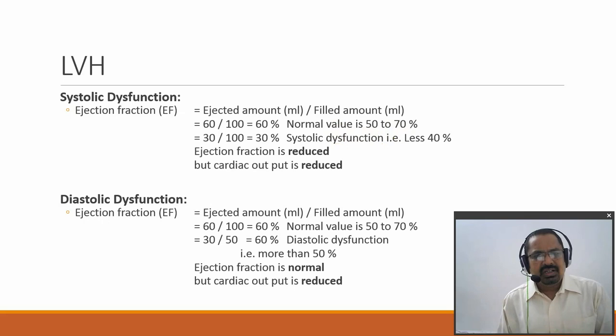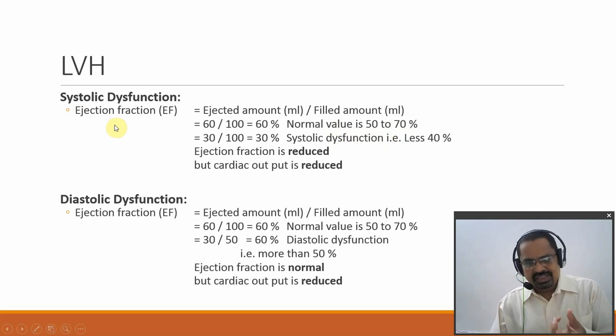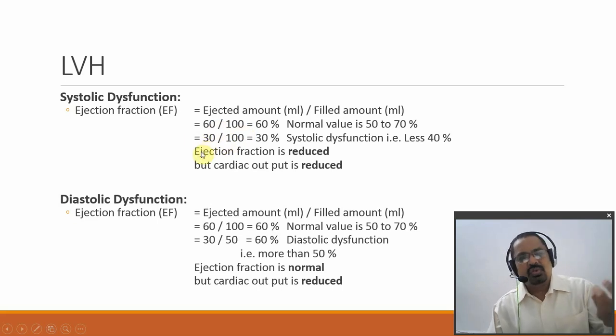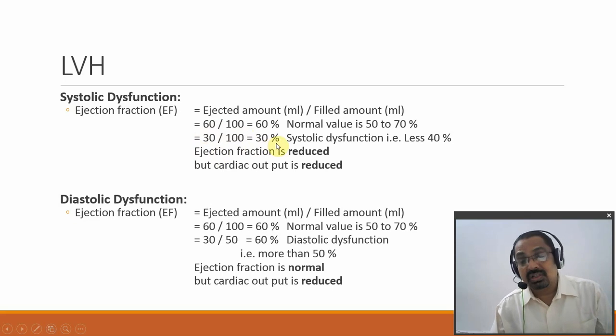What happens is that due to myocardial atrophy, myocardial thickening of the wall, or thinning of the wall, the ejection fraction is reduced. The ejected amount has been reduced. The filling amount is again normal, but the ejection fraction is reduced. The amount going out, the cardiac output, is reduced, up to 30%. So it is a systolic dysfunction, less than 40%. Here it is 30%. So the ejection fraction is reduced and the cardiac output is reduced ultimately.